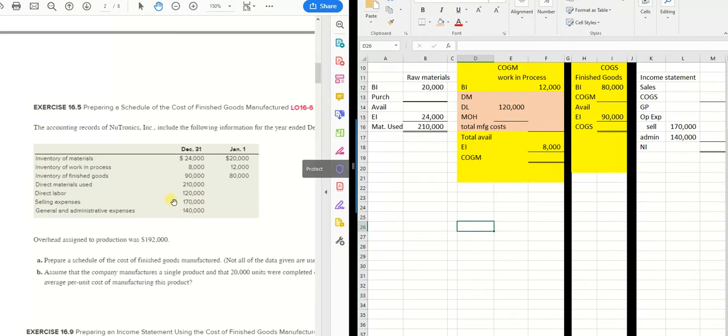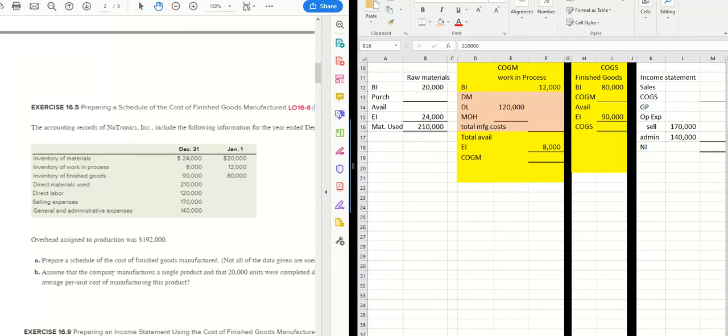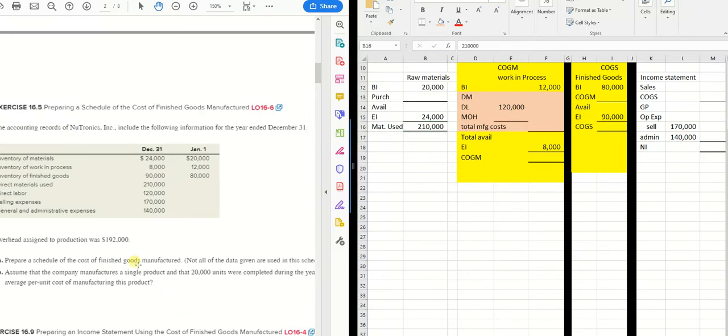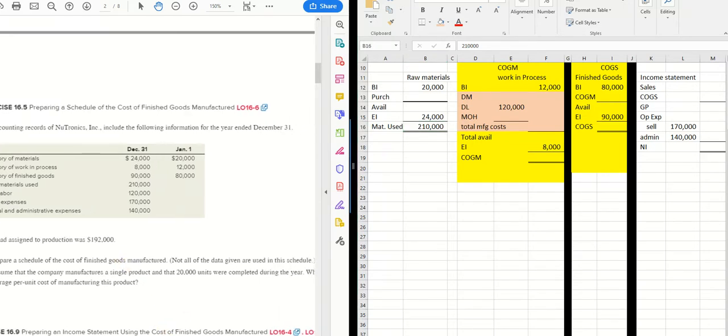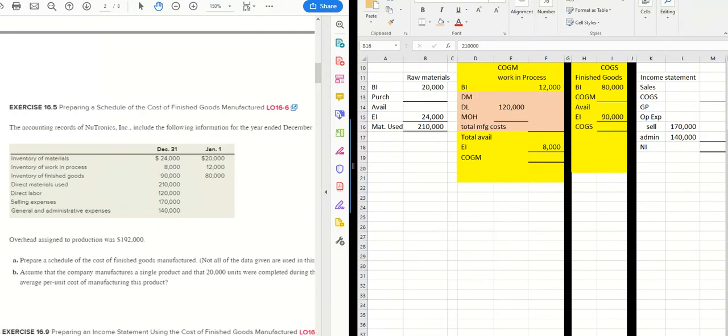Okay? Then I'm told I have direct materials used. Be careful, that's used, not purchased. So that's the total down here. Direct labor, 120,000. Selling expenses and administrative expenses are operating, so they go over there. Then I want the cost of goods. The requirement says a cost of goods sold manufactured statement. I'm going to do a cost of goods sold statement too. And then we want the cost per product.